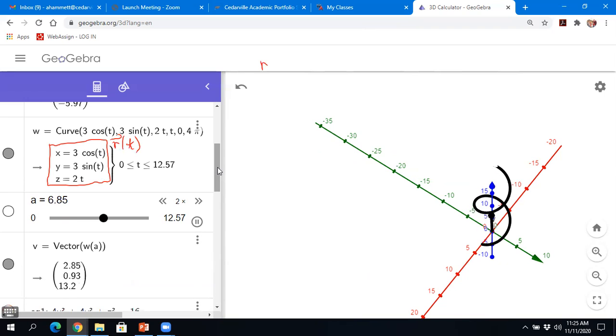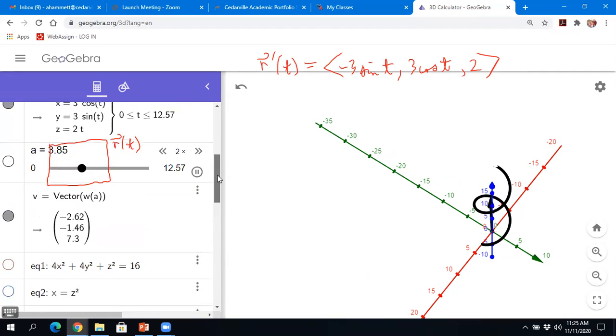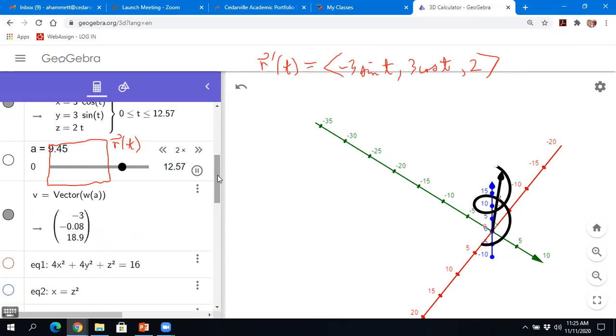So what's r prime of t going to be? What's the derivative of the first coordinate? Yeah, -3 sine of t. Okay, then what? 3 cosine of t. And the derivative of the z coordinate is 2 all the time, yeah? So we're going to keep that in mind. We're going to create a little tangent vector down here at the bottom.